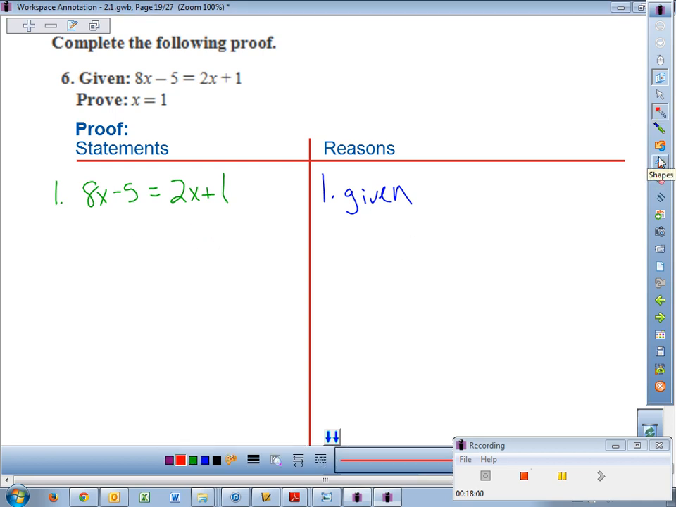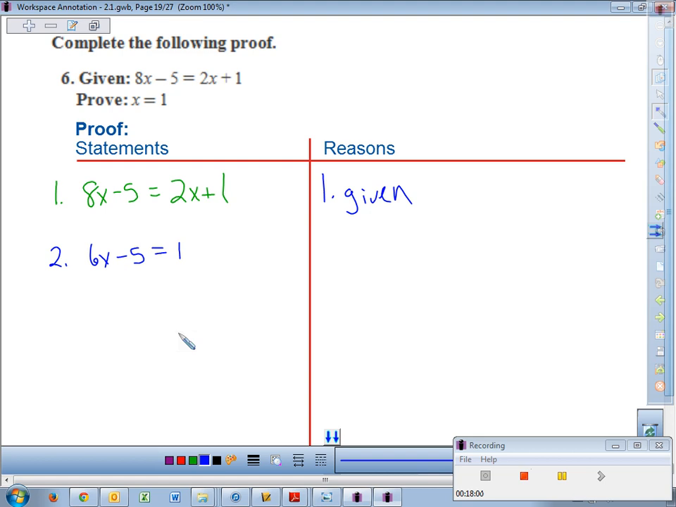I first move all my x's to one side. And which side do I really want them on, the left side or the right side? Don't I want them on the left side to finish this off? So what do you want to do first? Let's subtract 2x. You don't have to do that, but that's what we're going to do. So 8x minus 2x is 6x. The minus 5 comes down, the equals comes down, and you're just left with 1.